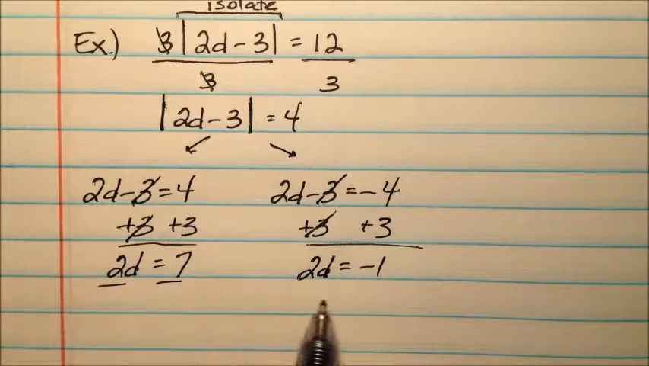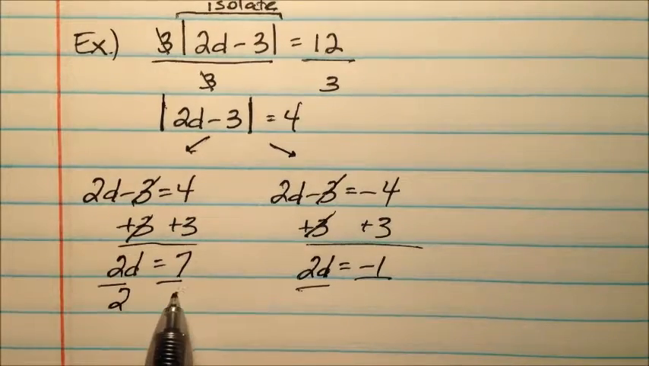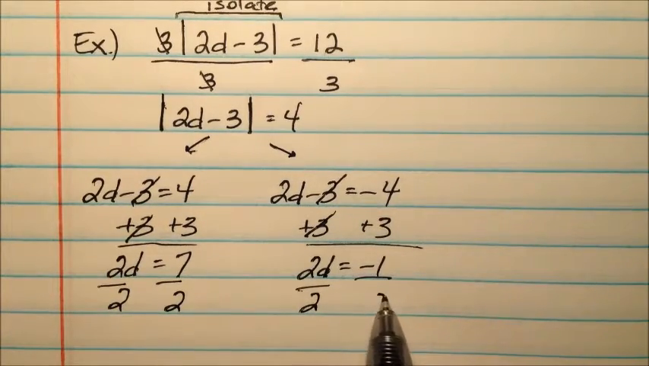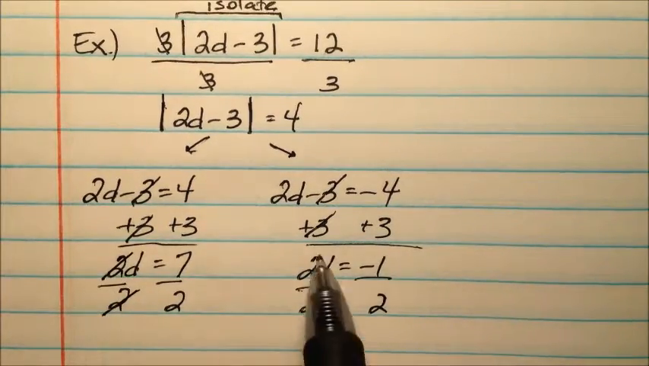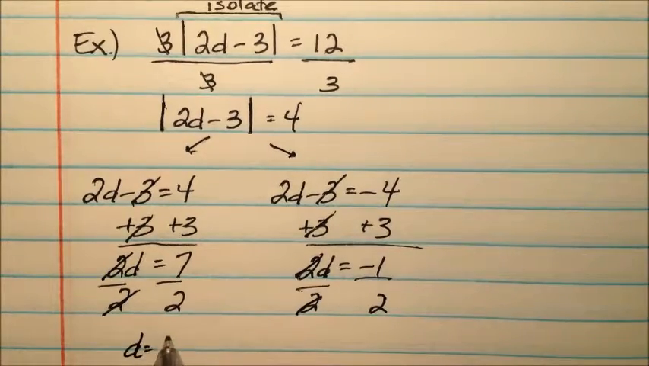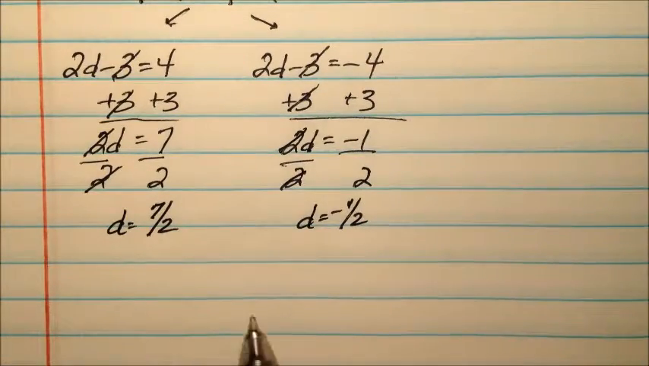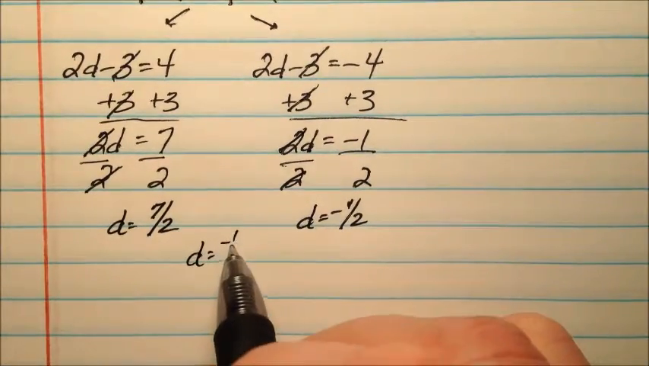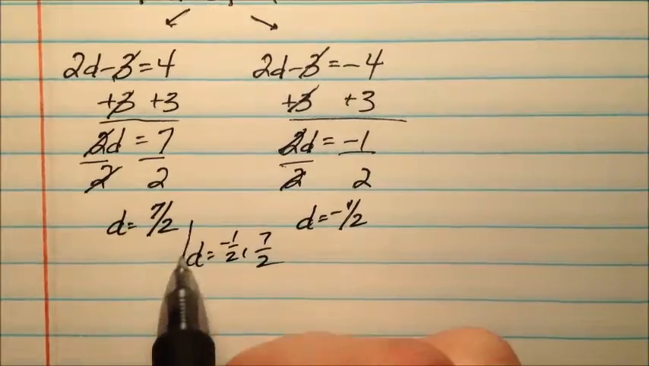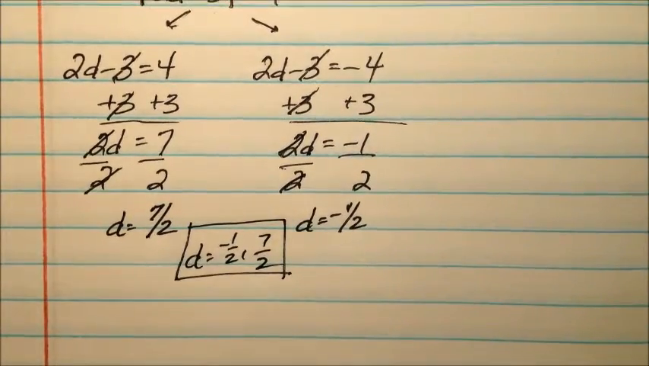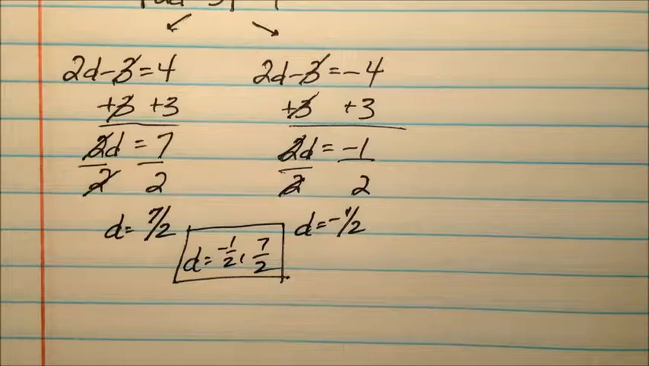And to finish it off, we're going to divide both sides by 2 to get that coefficient away from our d. So we get d equals 7 halves, d equals negative 1 half. So we can write it all together now and say d equals negative 1 half or 7 halves. And that will be our solution for that example.